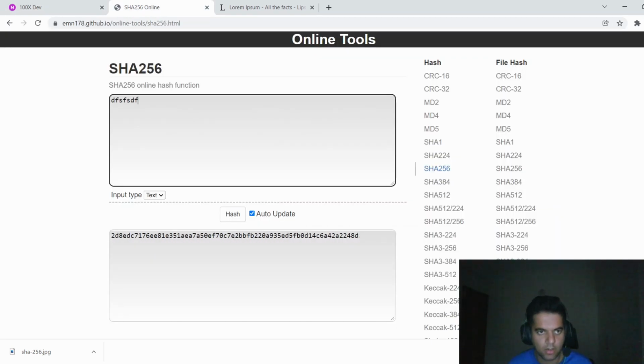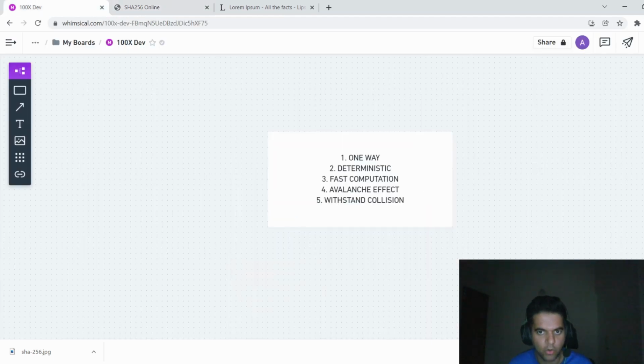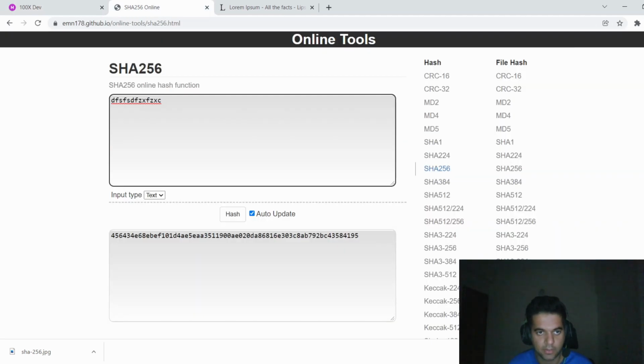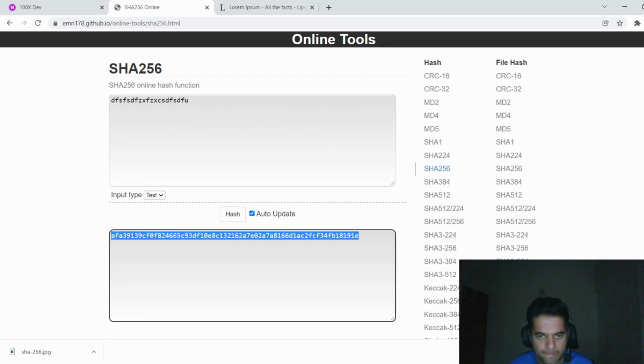Avalanche effect, right? This is the most important point. The last two points are the most important points of the SHA-256. Now, I have this text. I just put one digit. It changes the entire hash. So this is called the avalanche effect. That's why I told you to remember it, because this is really, really important.